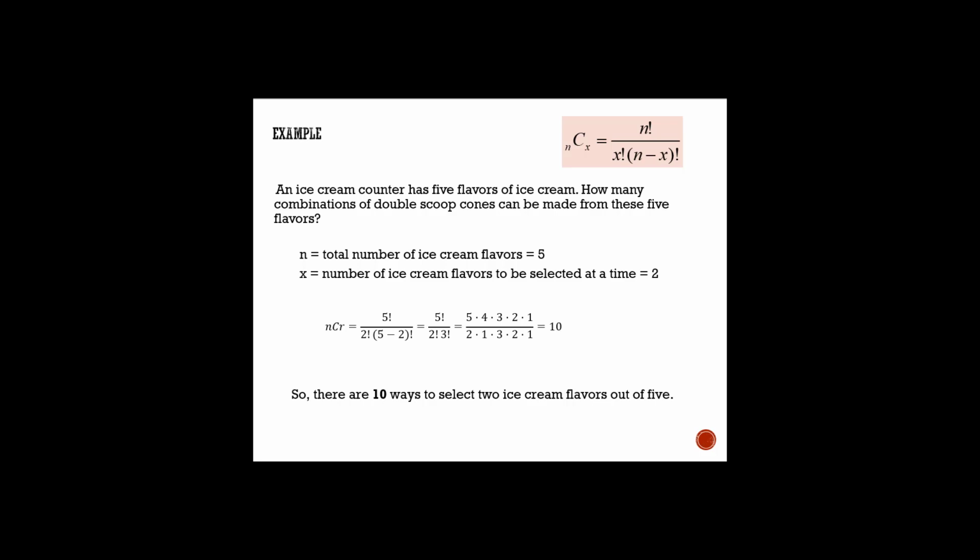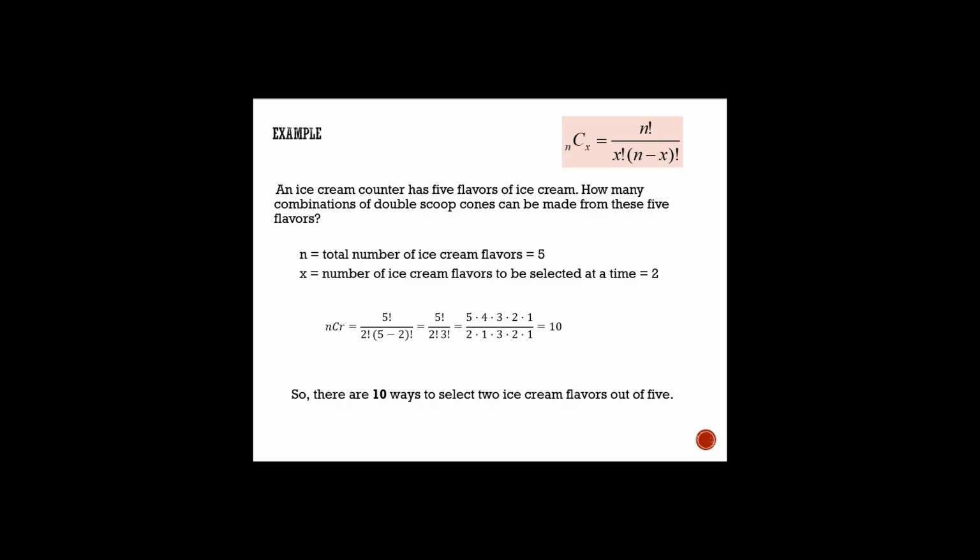For example, let's say we've got an ice cream counter that has 5 different flavors of ice cream, and we want to know how many different combinations of double scoop cones we can make. How many flavors are we choosing from? That's our N, so here it's 5. And how many are we selecting at a time? A double scoop cone, we would be selecting 2 at a time. So we fill in our combination: 5 factorial, which is N factorial, divided by X factorial, or 2 factorial, times 5 minus 2 factorial. That simplifies down to 5 factorial divided by 2 factorial times 3 factorial.